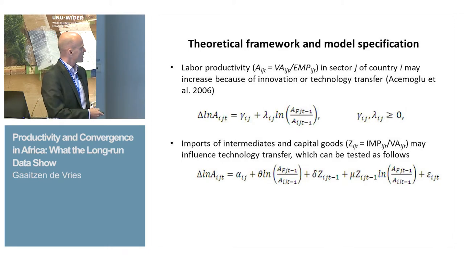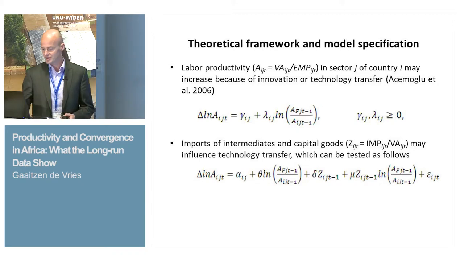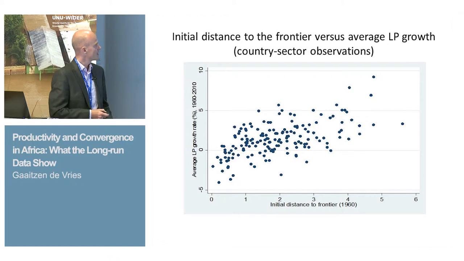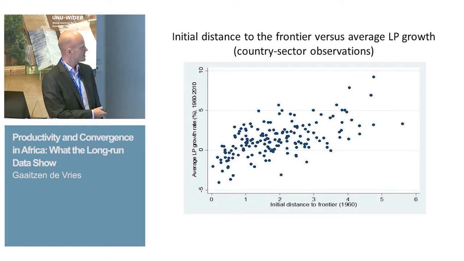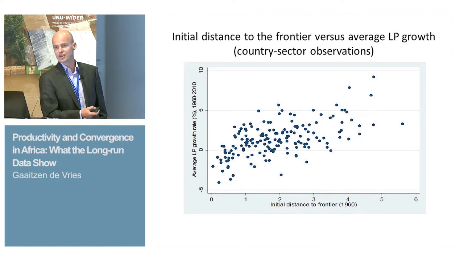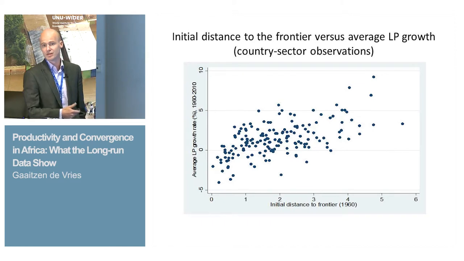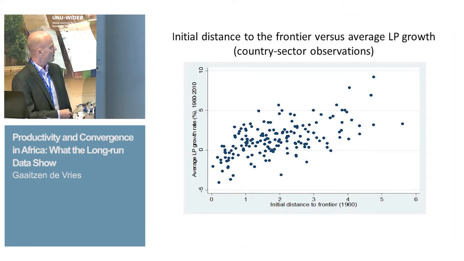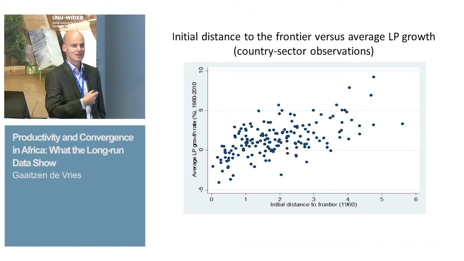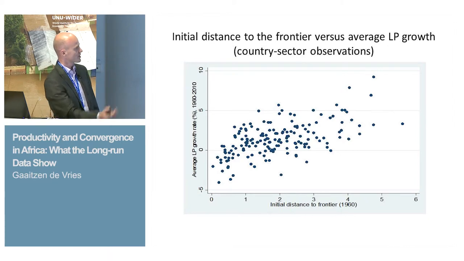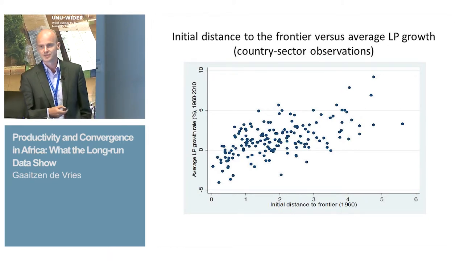So this first effect, the effect of changes in productivity on changes in distance to the frontier, is something that's fairly well known. Here is a scatter plot of how this looks in my data set. On the x-axis you have the distance to the frontier. The further you're away from the frontier, the larger the scope for productivity catch-up. On the y-axis you see the average labor productivity growth over this 50-year period. And you see that this cloud of dots is positively upward sloping, right? This indicates that the further you're away from the frontier, the higher your productivity growth is likely to be.